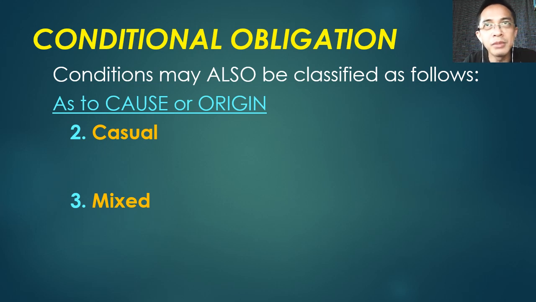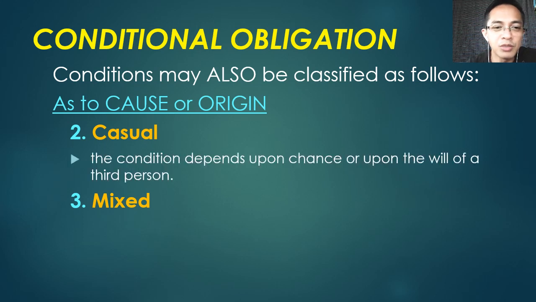Paano ang potestative on the part of the creditor? Valid, class, because halimbawa, I will give you 1,000 if you like. Valid yun. Because if you like, then I am liable. If you do not like, then I will not be liable. So valid pa rin yun. Yun lang potestative on the part of the debtor ang void.